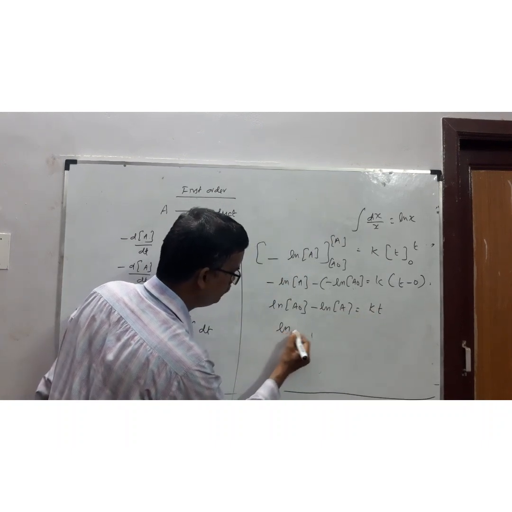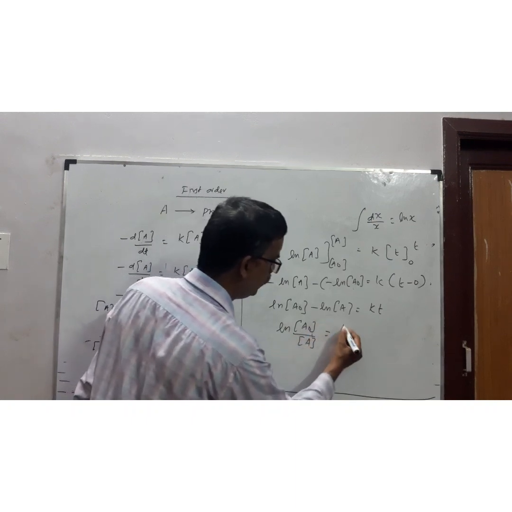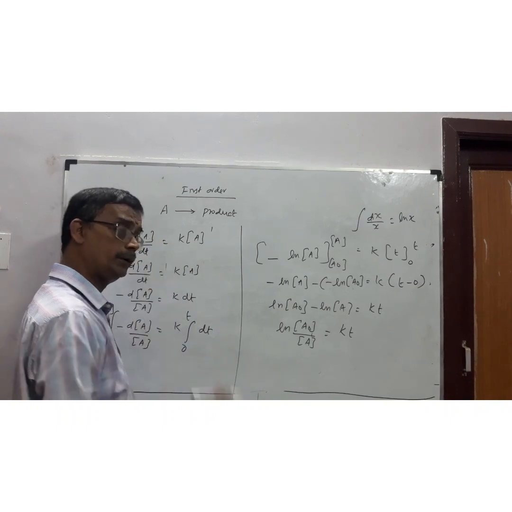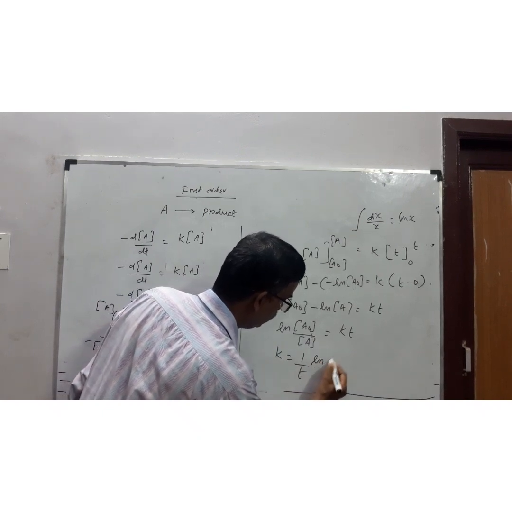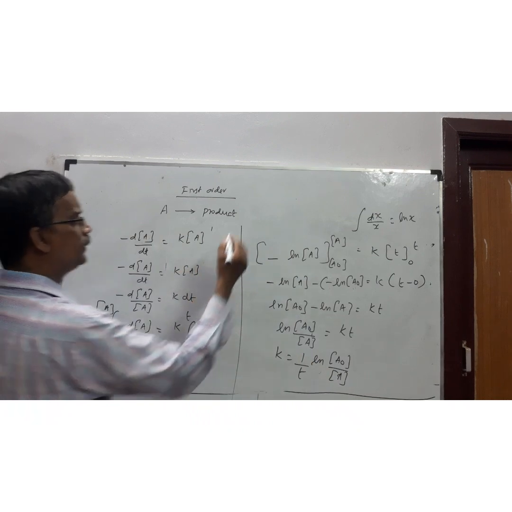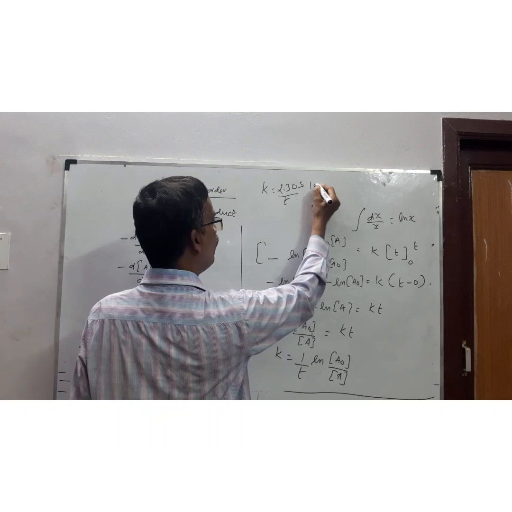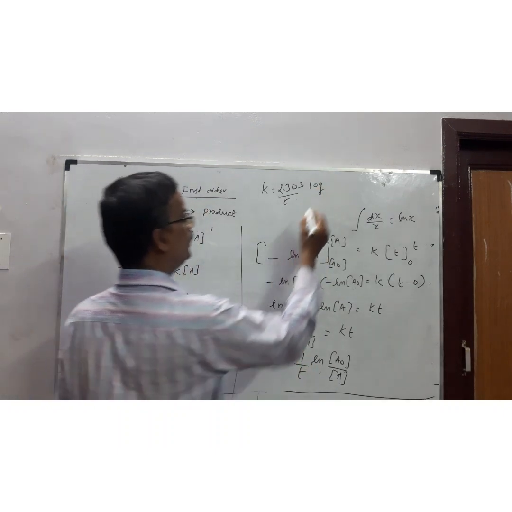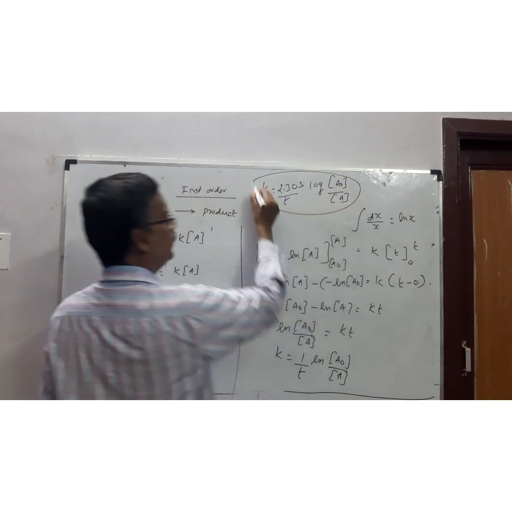Okay. இப்போ ln A naught by A இப்படியே இருக்கும் இல்லையா? Equal to K t. ln m minus ln n equal to ln m by n. அப்போ K equal to 1 by t ln A naught by A. On last stage K equal to 2.303 by t log A naught by A. இது வந்து log base தான் மாற்றணும். Okay. Thank you.